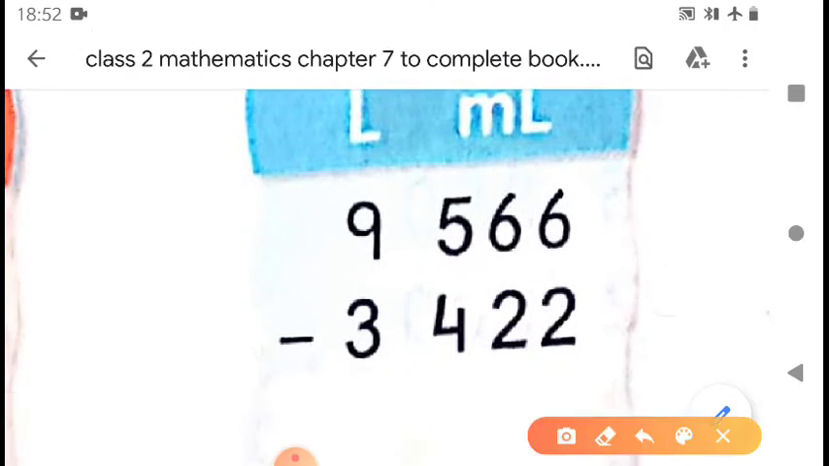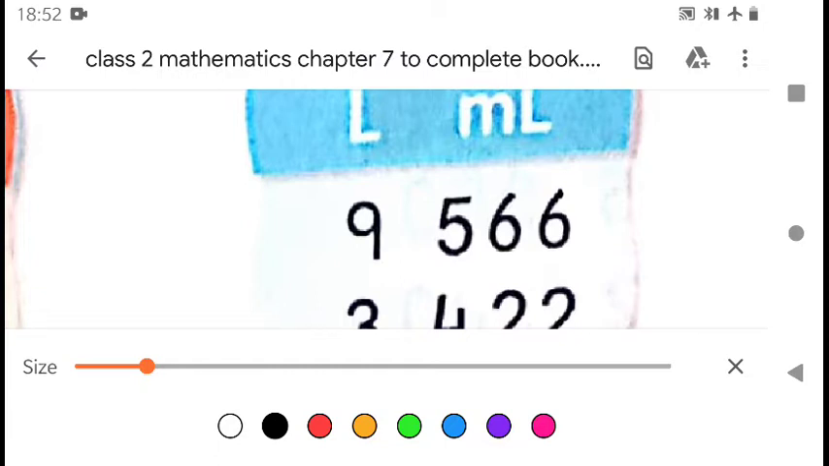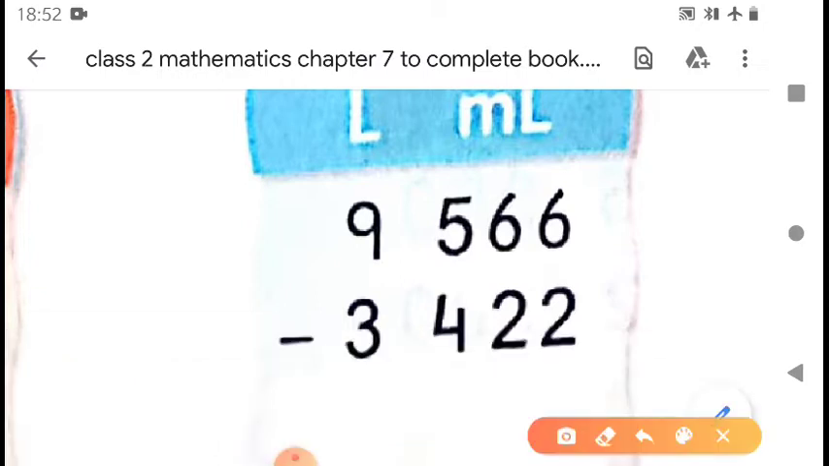Now next is 9 liter 566 milliliter minus 3 liter 422 milliliter.